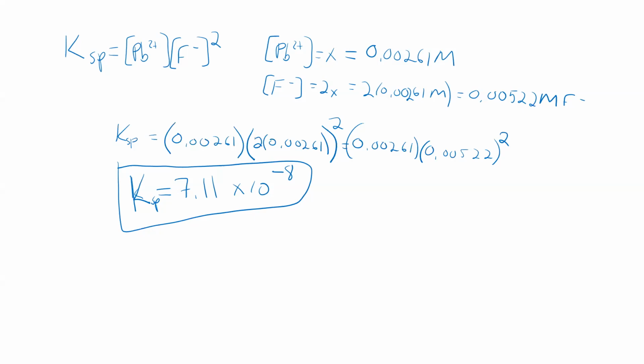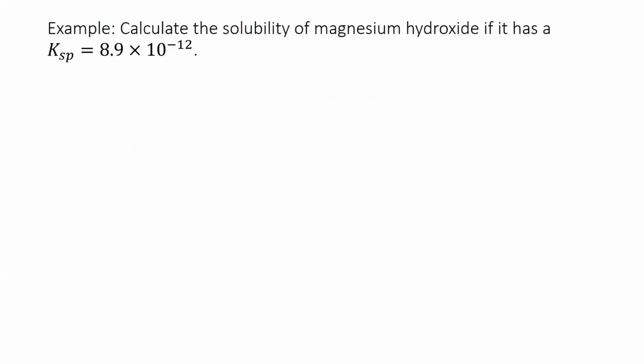Any questions before we go on to our next example? Okay. So the last thing I want to do today is one more example, basically using KSP to calculate solubility. And I do want to do that for calculating the solubility of something like magnesium hydroxide because of the nature of how we approach these, okay?